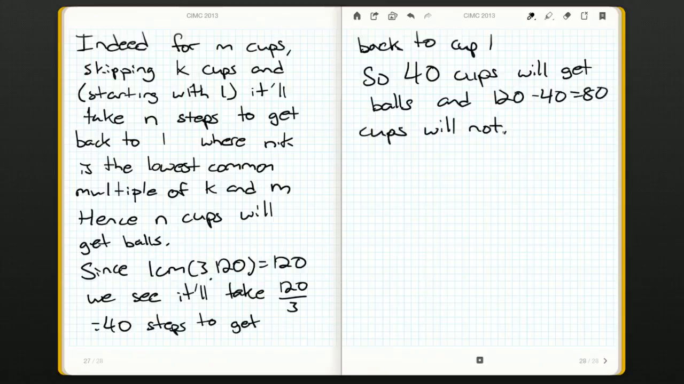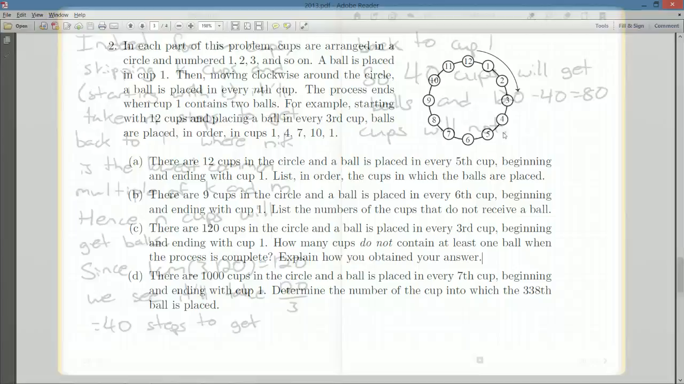So we were asked how many cups will not have a ball by the time we get back to number 1. Well, every third cup is getting a ball, and it takes 40 cups to make it all the way around, because 120 is divisible by 3. So 40 cups get balls, so that means 80, which is the remaining cups, will not have balls.